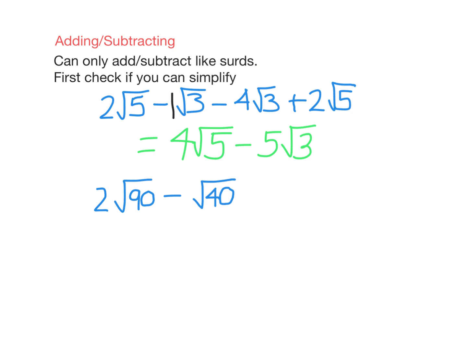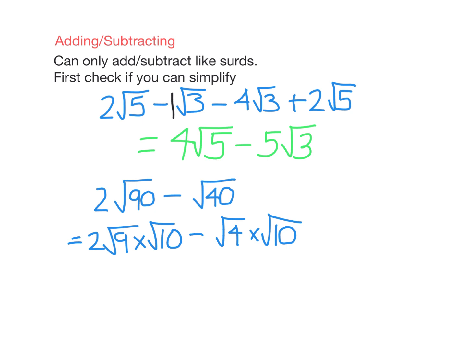Now, what this second point means is sometimes you get an expression like this. It probably looks like you can't simplify this at all because root 90 and root 40 are not like surds. But what we're going to do is first simplify them. So I'm going to leave the 2 alone. The highest square number that goes into 90 is 9, so I can write root 90 as root 9 times root 10. Similarly, for root 40, I choose 4 and 10 because 4 is the highest perfect square that goes into 40. I couldn't choose 20 and 2 because they're not perfect squares.